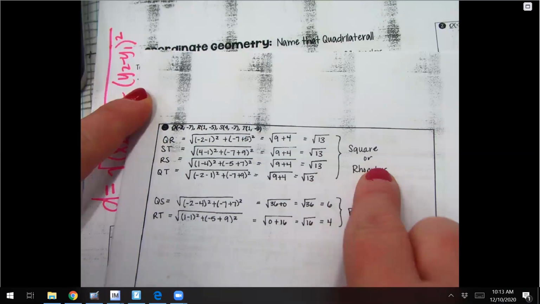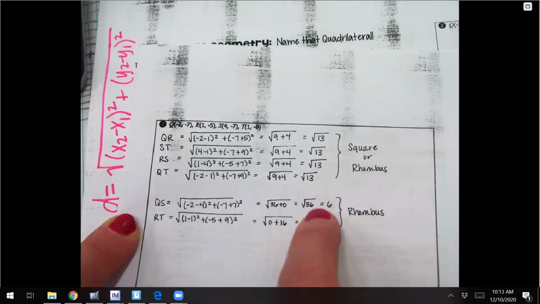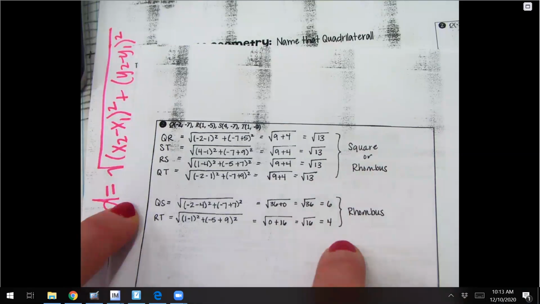So here's our diagonals. This one's 36. This one's a 16. That one's 6. That one's 4. So that means they're not congruent. Since not congruent, it's a rhombus. Makes sense? Okay. Let's look at number 3.